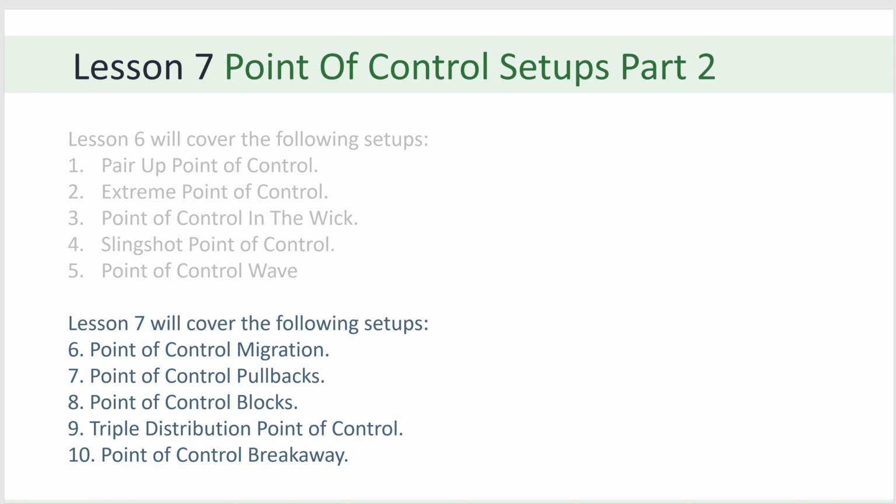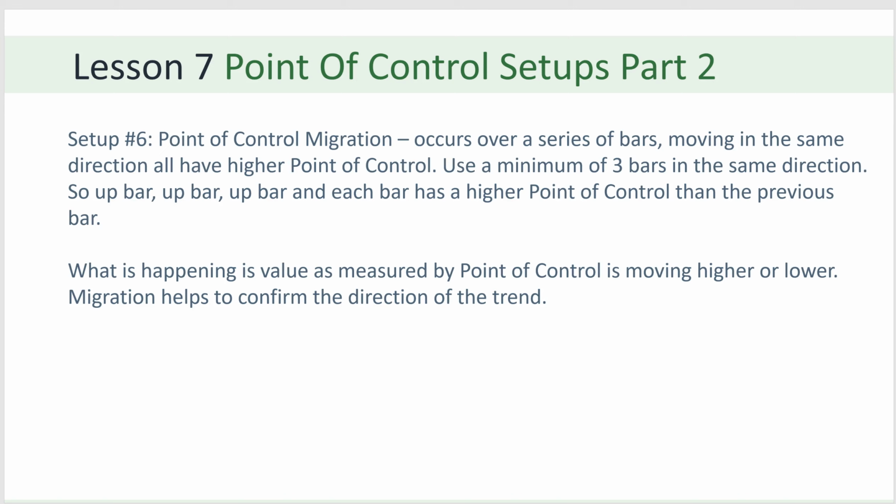All right, so in this lesson, what I'll be talking about is point of control migration, which I've talked about before, is a big point in point of control, no pun intended. Point of control pullbacks, point of control blocks, triple distribution, point of control, and point of control breakaway. Spoiler alert, the bottom three deal with a second point of control and a third point of control in a bar. So point of control migration, I've talked about, in a market moving up, you should see point of control moving higher, migrating higher, higher, higher. Just as going lower, it should be going lower, lower, lower.